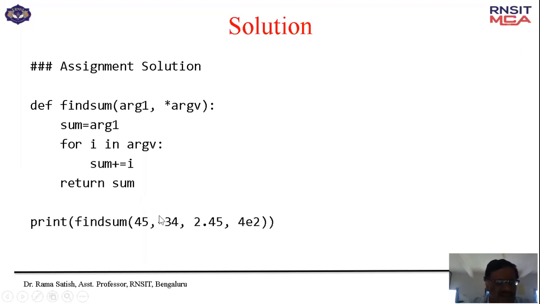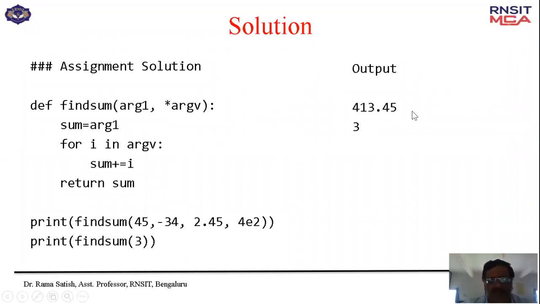And while calling the function, you are passing arguments. See, I'm trying here 45, minus 34, 2.45, 4 e raised to the power of 2. So I'm passing different numbers, just to check whether all these numbers work fine or not. Yes. And the same way I'm passing only one number. So for the first one, I get the correct output, 413.45. And the second one is 3.